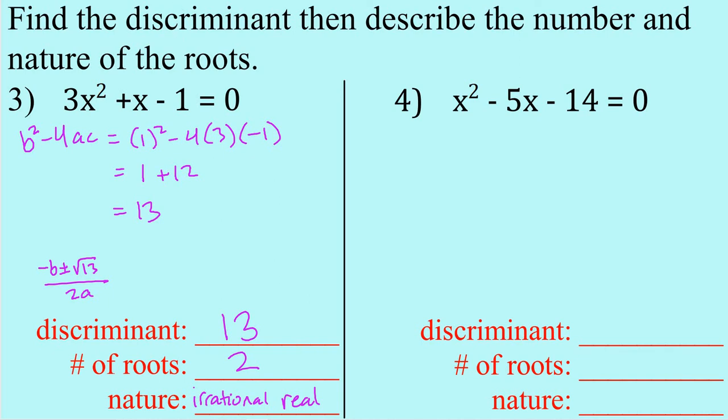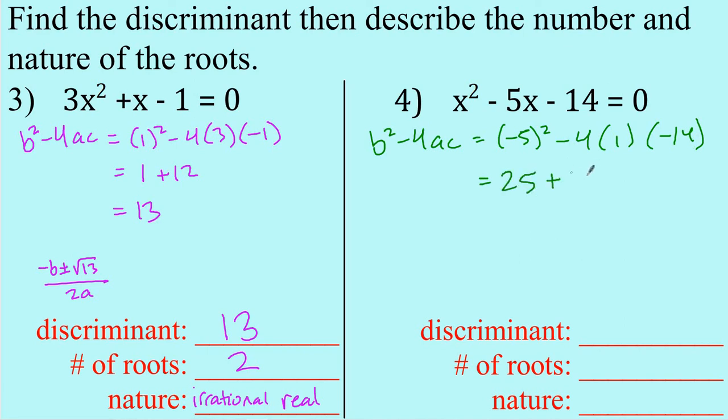Let's do another one. So again, b squared minus 4ac. So we have negative 5 squared minus 4 times 1 times negative 14. So 25 plus 56 equals 81. So the discriminant is 81.